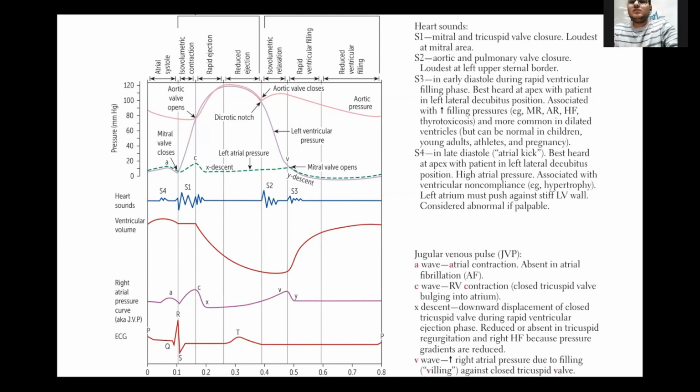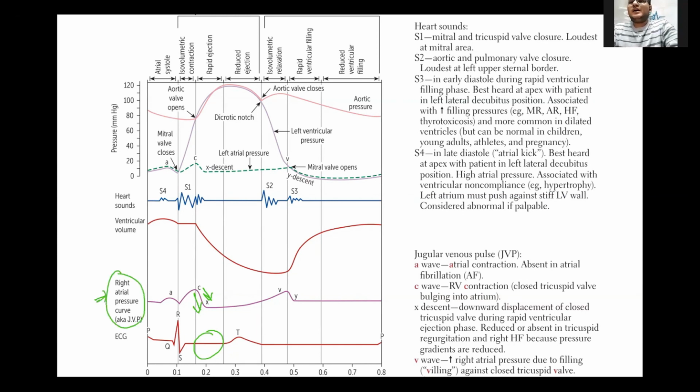Okay, I will highlight this rapid ejection phase with a green color. Now we are discussing this rapid ejection phase. The rapid ejection phase does not have any significant changes in the ECG, but a very important point is that when there is a rapid ejection phase, there is an X descent. This is the X descent, a deflection downward. X descent is a downward deflection in the jugular venous pulsation.